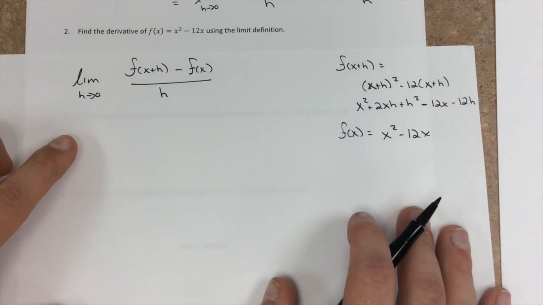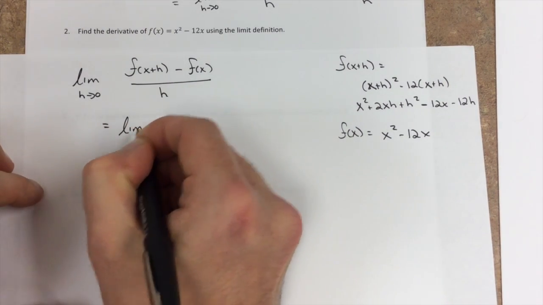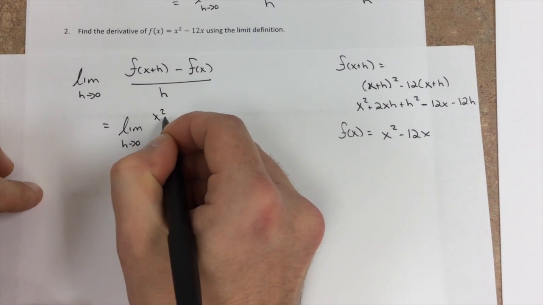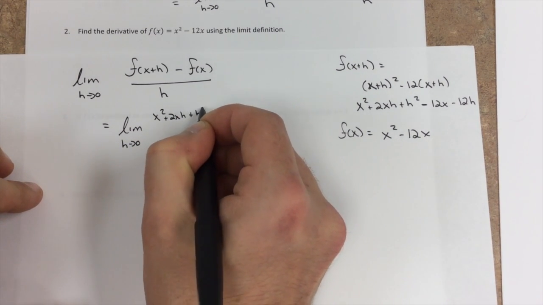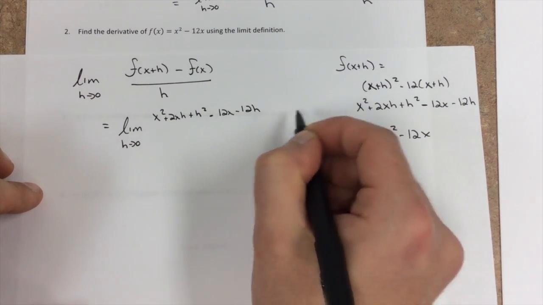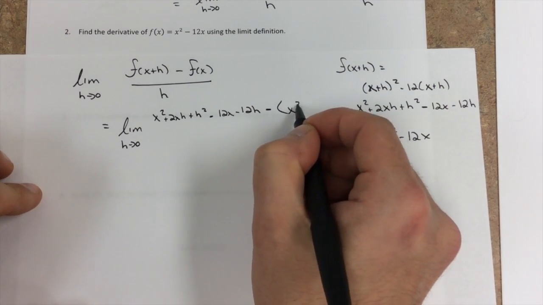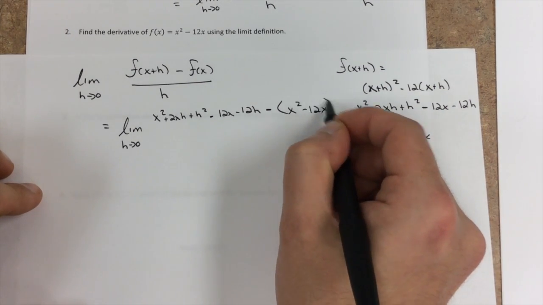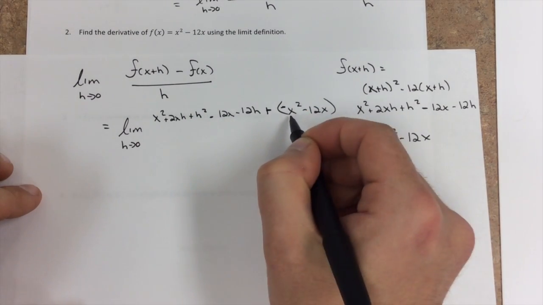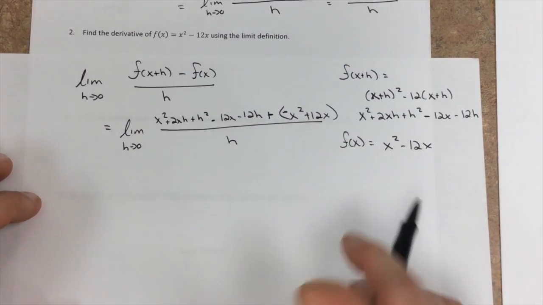So let's plug that into our limit definition. So we have the limit as h approaches 0 of, well, what's our first term? X squared plus 2xh plus h squared minus 12x minus 12h. Subtracting, what's our f of x? X squared minus 12x. What I can do is I can distribute this negative. So that makes this negative x squared, and that makes positive 12x all over h.